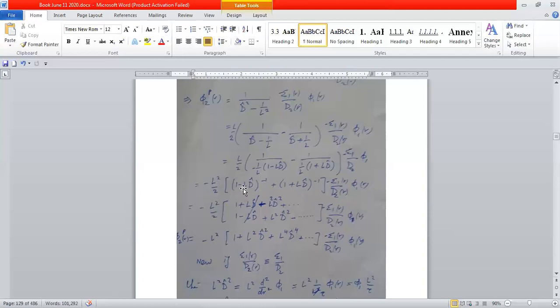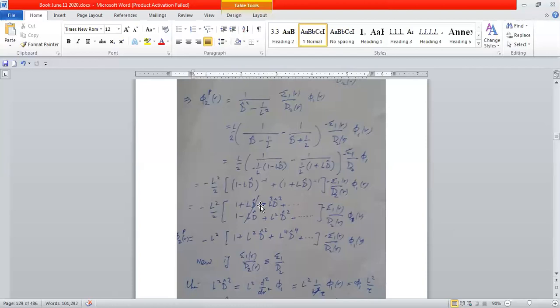Now I expand because this is 1 minus x to the minus 1, which is 1 plus LD plus minus 1 minus 2 divided by 2 factorial times LD squared, which is like this. The minus 1 minus 2 in the numerator and the 2 factorial cancel out. The next term will have a minus 1 minus 2 minus 3 and a 3 factorial. So they'll just go on like that.